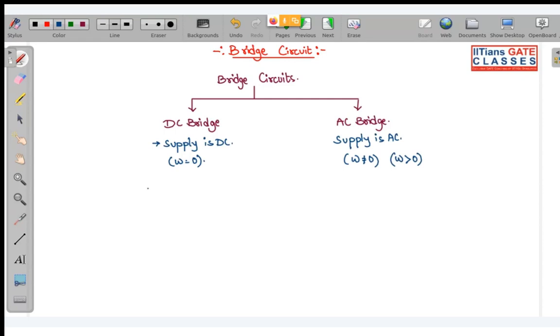So in DC bridge, what do you think? What all circuit elements are going to be used in DC bridge? Nitish, you have studied network from me. You can say resistor. Very good. So in DC bridge, we use only resistor. Why can't we use inductor or capacitor? Sunny, you want to say why we can't use inductor or capacitor?